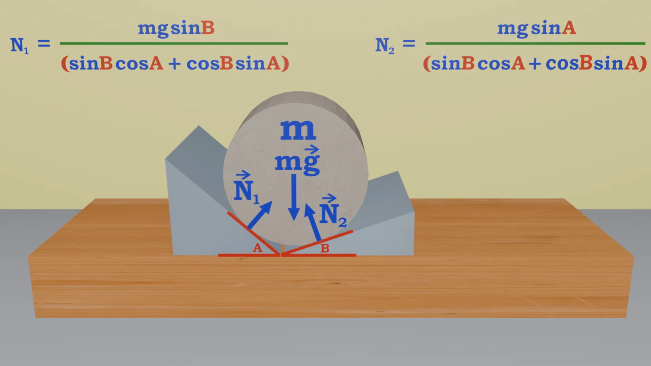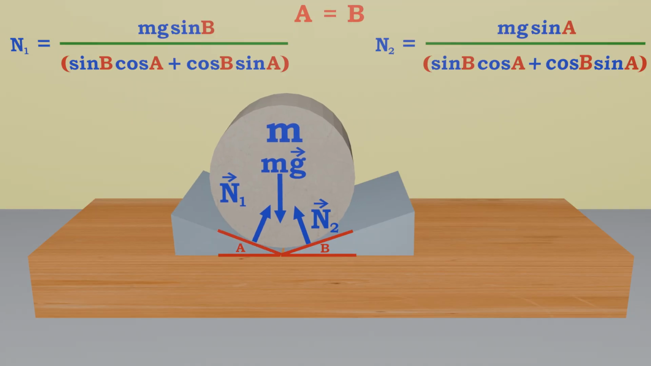Test 2. Angle A equals angle B. In this case, the problem is symmetrical, so N1 should equal N2. Let's compare the two answers we got. The denominators in both equations are the same. And if sine A equals sine B, then the numerators are the same too. So, N1 equals N2.